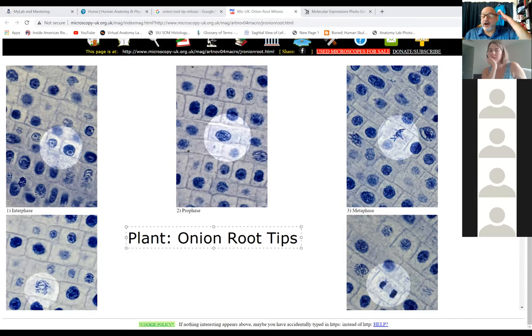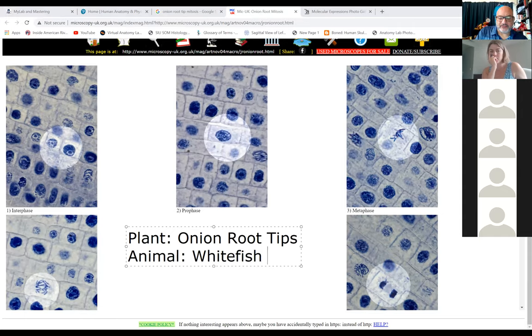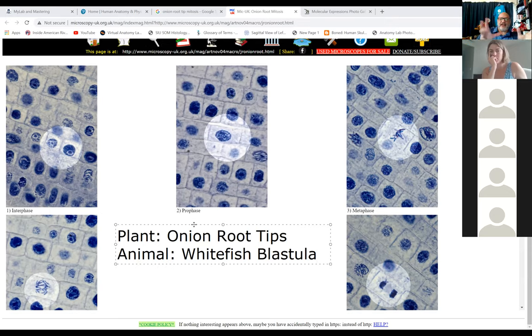So that is what is commonly used for that. And then for animal cells for mitosis, typically they use what is called a whitefish blastula, whitefish obviously being a type of fish. A blastula is a stage in development as the egg is growing, so that you can see them that way. If you do some searches for those, you'll be able to find them.